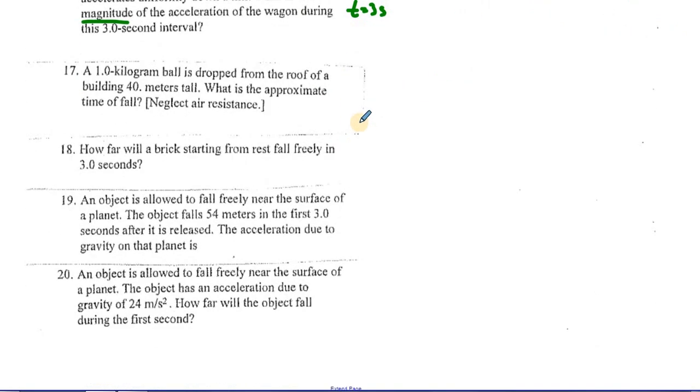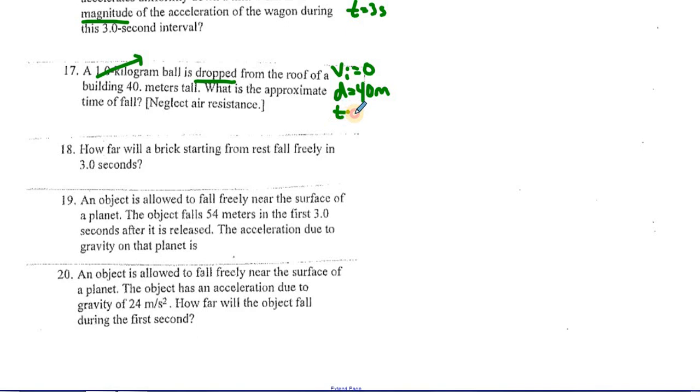Next one, a 1 kilogram ball is dropped from a 40 meter tall roof. What is the approximate time of fall? Okay, so notice this does not change anything. This is a distractor. Mass does not affect acceleration, but it is dropped. That is relevant. So the initial velocity is 0, and it's a distance, a height of 40 meters.